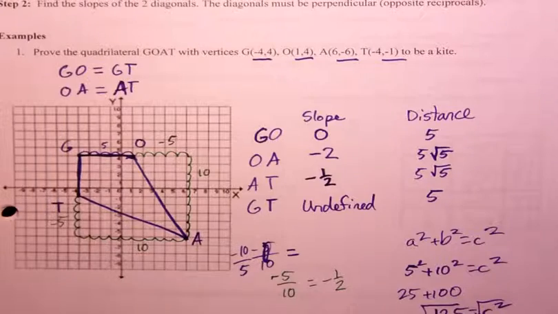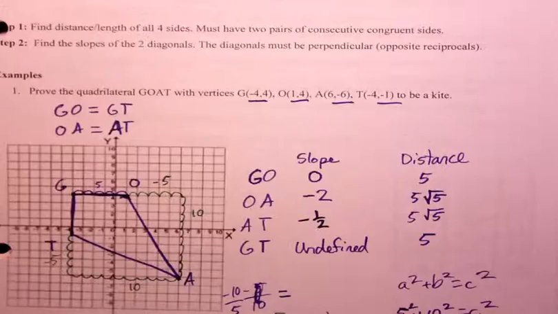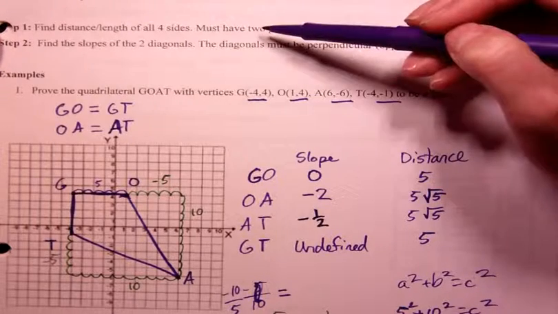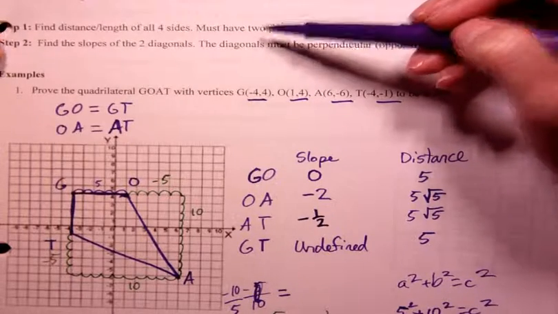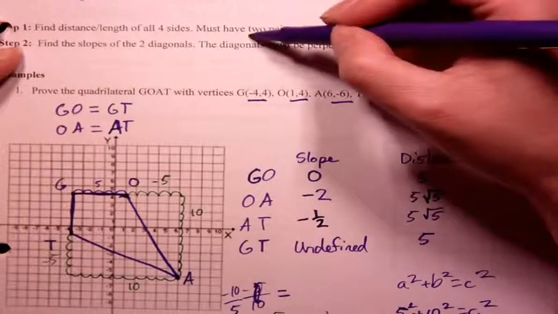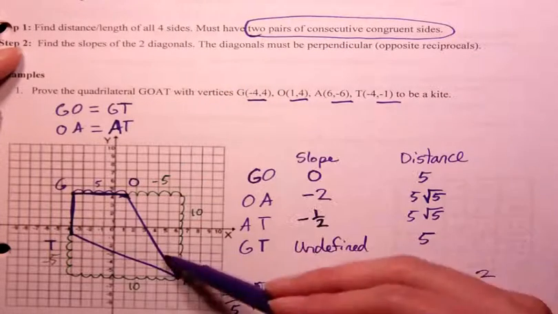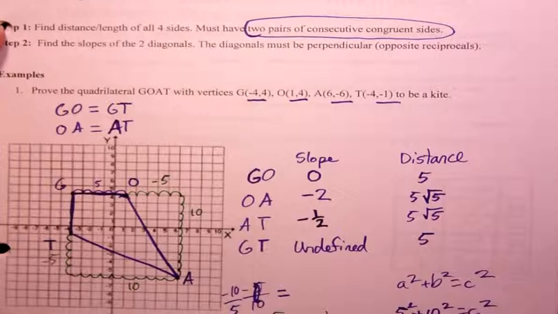And so kite is one of those things. It says step 1, step 2. We have to do both of these statements to prove it a kite. Kites always have two proofs. One is that we have two pairs of consecutive congruent sides. So that's what we just did. We say these two sides that are beside each other are equal, and these two sides that are beside each other are equal.